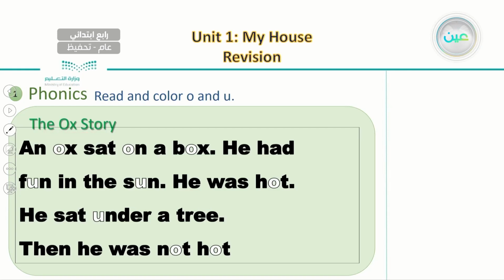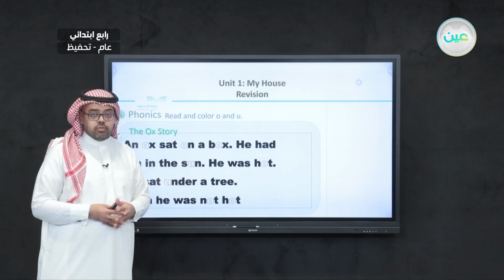The Ox Story. An ox sat on a box. He had fun in the sun and he was hot. He sat under a tree, then he was not hot. So this is a story about an ox, which is the male of a cow.